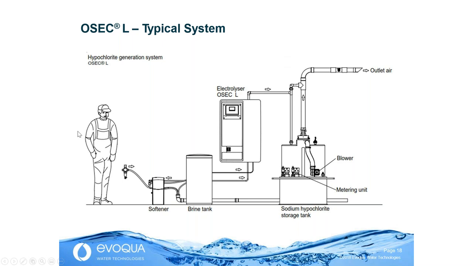This is a picture of how a typical OSEC L system will look. It comes with a softener, brine tank, and the OSEC L electrolyzer that houses the brine pump, electrolyzer cell, transformer rectifier, and control panel. The storage tank is here, and this is the metering pump to pump the product, the sodium hypochlorite, to the desired location or user point. This is where the hydrogen is vented out. The blowers supply air to the top of the tank, where it further dilutes the hydrogen to 1% concentration and it is released to atmosphere.